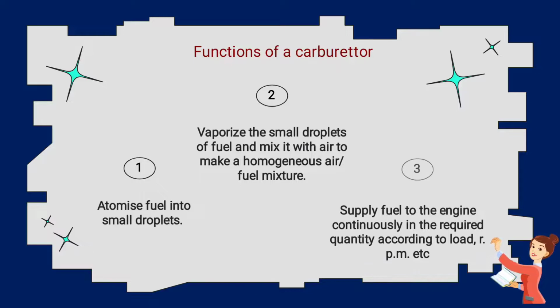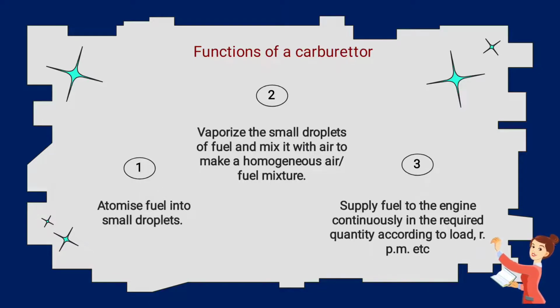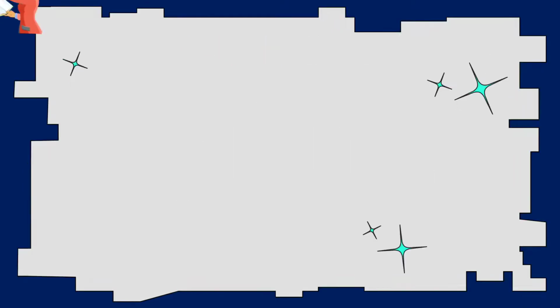Functions of a carburetor: atomize fuel into small droplets, vaporize the small droplets of fuel and mix it with air to make a homogeneous air fuel mixture. Supply fuel to the engine continuously in the required quantity according to load, RPM, etc.